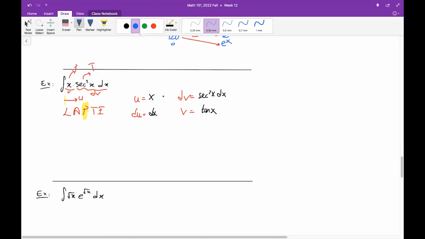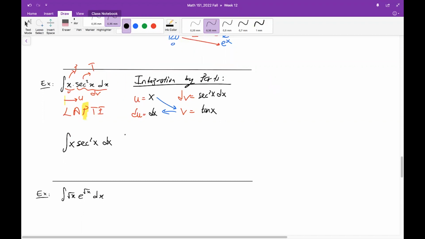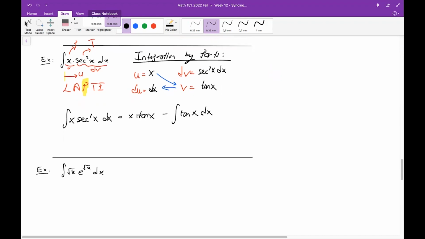Okay, then we will follow the direction of the arrows to find the result of this integral by applying integration by parts. So follow the arrows: x times tangent x minus the integral of tangent x dx. Okay, then what is this integral?